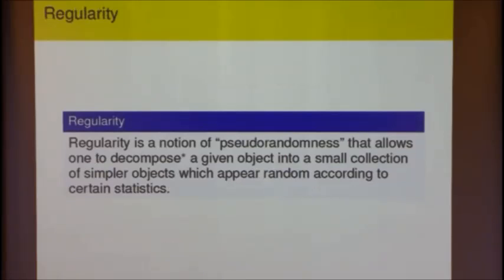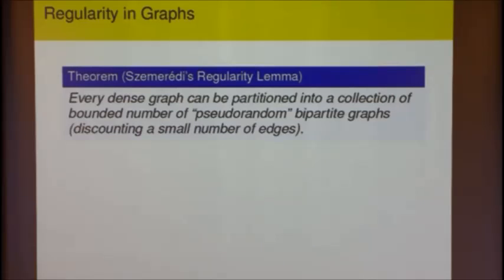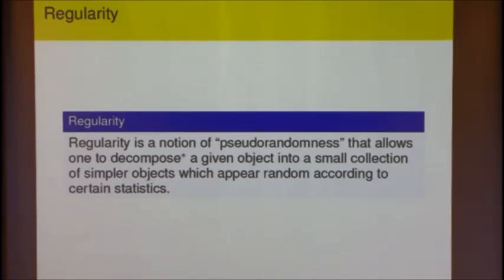Okay. So regularity at a very high level is a notion of pseudorandomness that allows one to decompose a given object into a small collection of smaller objects, and these objects appear random according to certain statistical tests. So we have seen regularity in graphs. By the way, there's fine print next to decompose, because often there is some error associated with the decomposition, and there can be multiple types of error, but let's leave it at this high level for now.